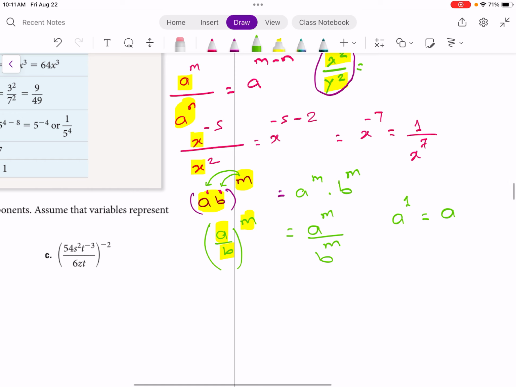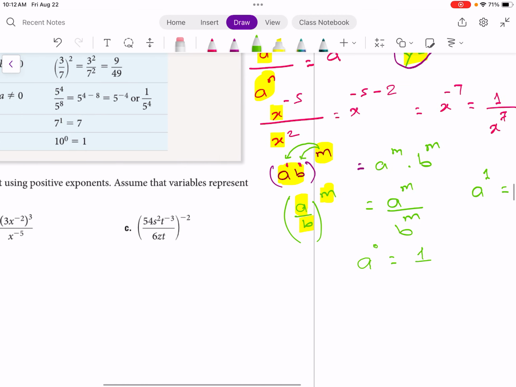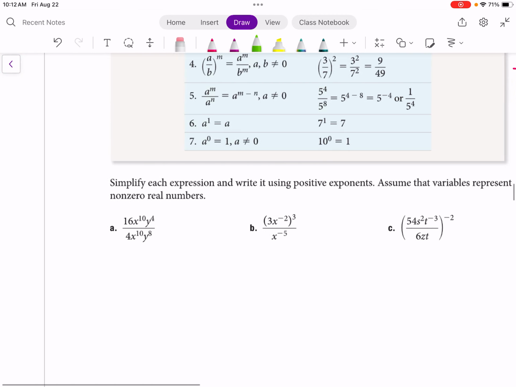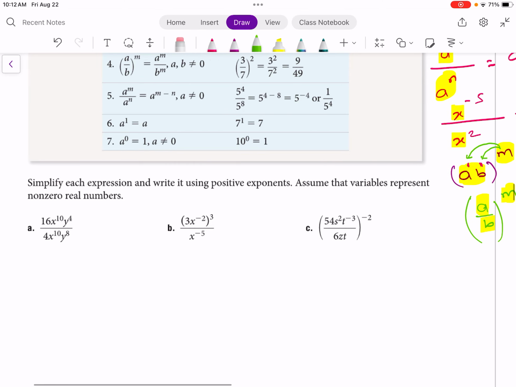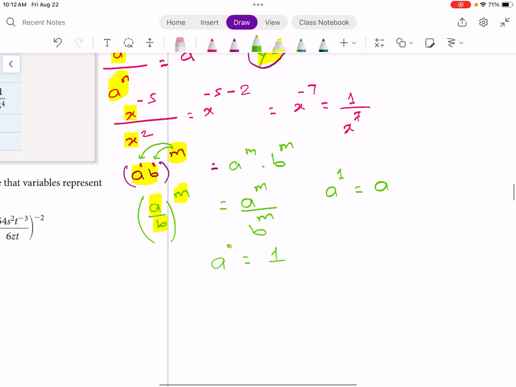And if we have exponent 0, let's say a to the power 0, what will its value be equal to? It's always equal to 1. So 100 to the power 0 is 1, 2/3 to the power 0 is 1, x to the power 0 is 1. It's always 1. Now, if we have 0 to the power 0, is it equal to 1?